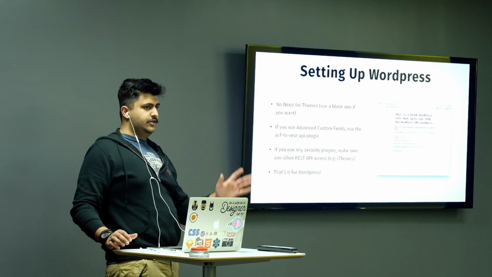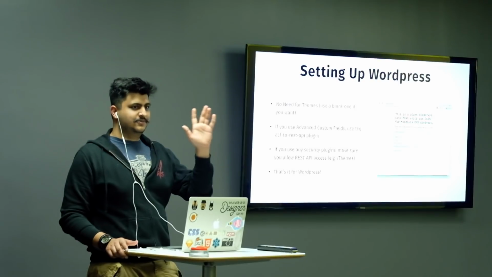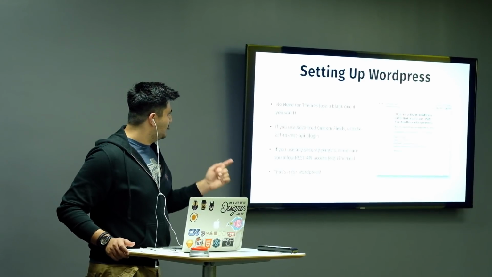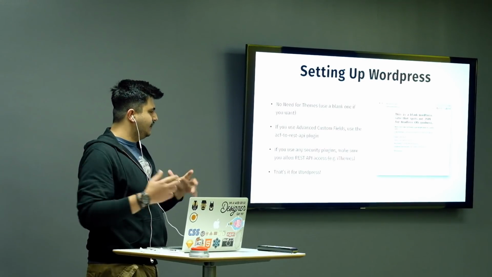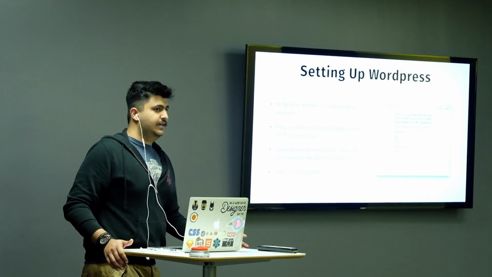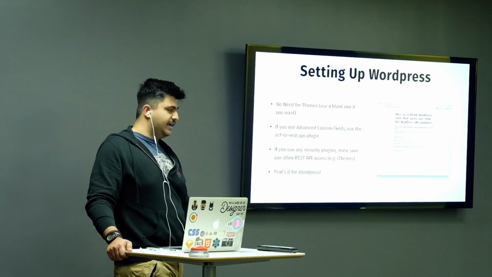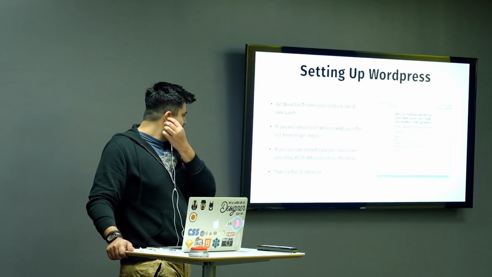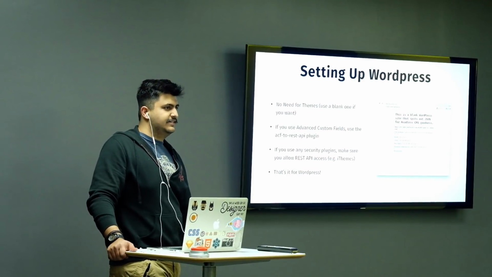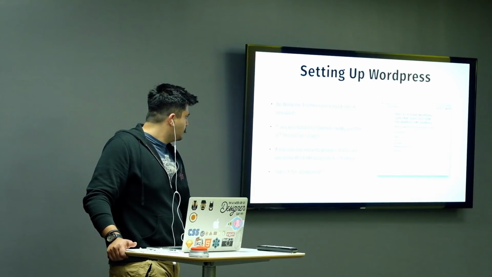And who's heard of Advanced Custom Fields? Should be the whole room. Perfect. So with Advanced Custom Fields, natively you can't really see that in the REST API's JSON file, but there is a plugin called ACF to REST API. Really easy to download, and it helps you spit out that data in that JSON file.